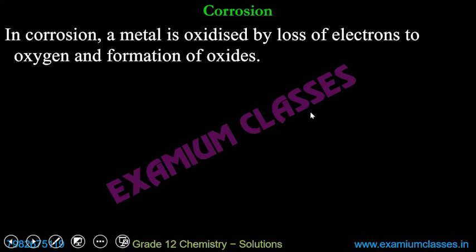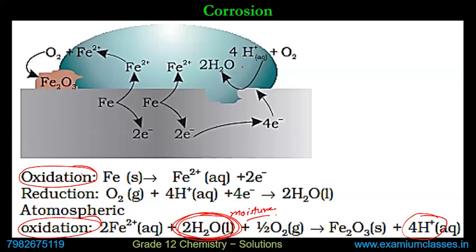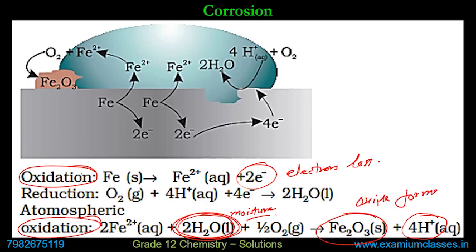In corrosion, a metal is oxidized by loss of electrons to oxygen and formation of oxides. Formation of oxides means here FeO or Fe2O3. Loss of electrons, electron loss. Oxide form.